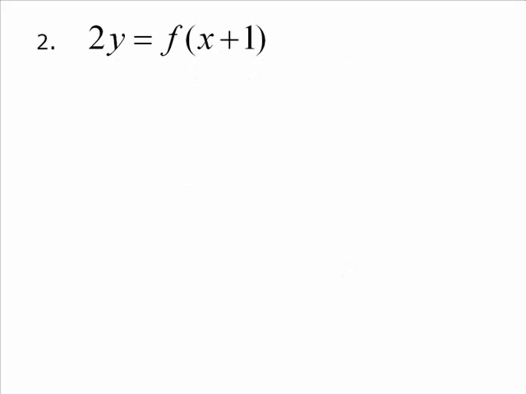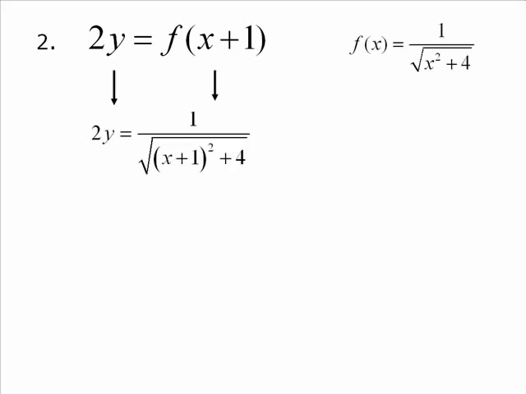Let's look at another one. 2y is equal to f at x plus 1. So we're going into that function again. So I replace the y with 2y, and then I replace the x with x plus 1. Now you could FOIL that x plus 1 out. I'm not going to bother. But I will divide by 2 to put it in the conventional form, and this can be a little tricky.